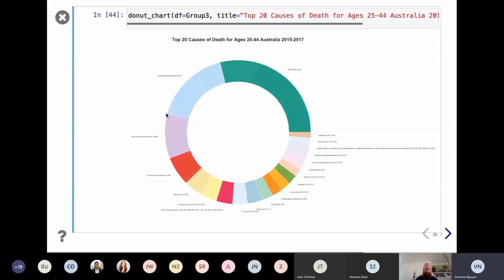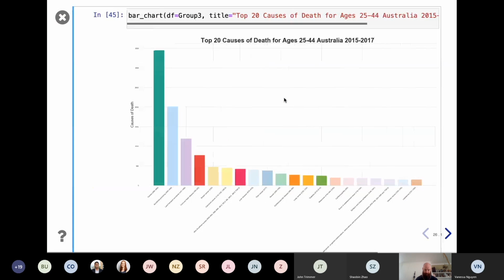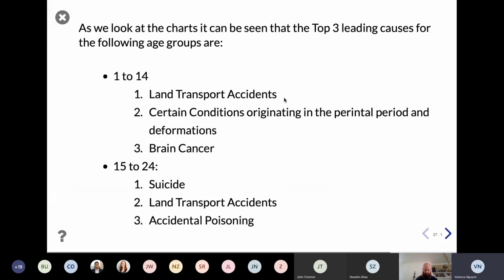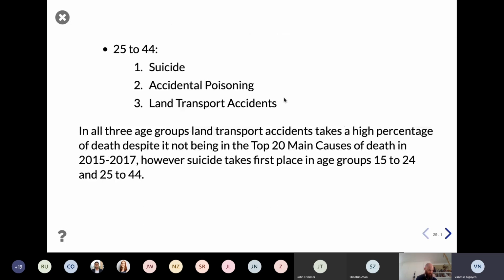I then looked at 25 to 44, and I can see that suicide, accidental poisoning and land transport were the main factors in here. So after that, I decided to see how land transport and suicide compare overall to other age groups.